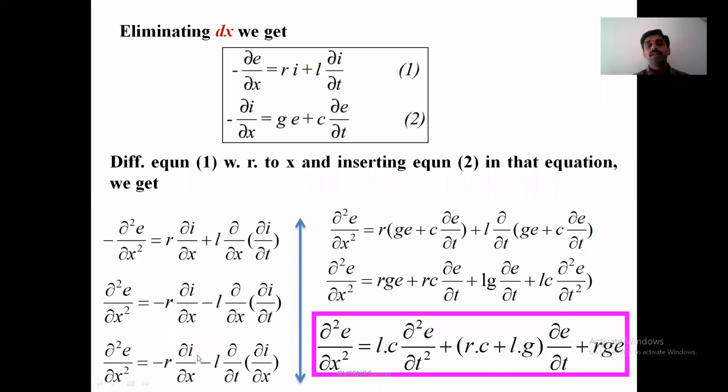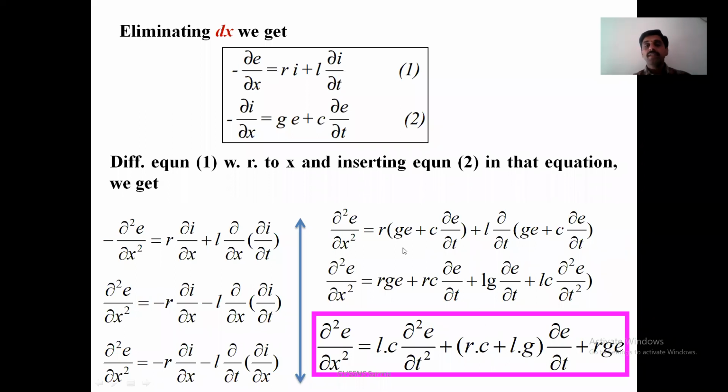We know the I value, and this is the dou I by dou x value. If you substitute this value here, because minus of minus is plus, it becomes R into Ge plus C into dE by dt, plus here also you substitute the dou I by dou x value. Then if you simplify this expression, this is the dou square E by dou x square formula, in terms of LC dou square E by dou t square plus RC plus LG into dou E by dou t plus RG.